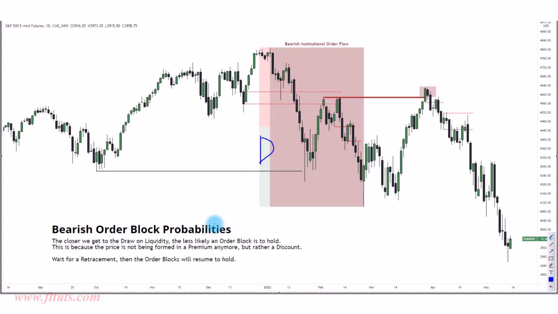So the closer we get to a draw on liquidity, the less likely the order block's going to hold. Okay, this is when it takes out a low, that's extremely discounted, remember. So we're going to have to wait for price to trade back into a premium. So price, what's the trading range? Well, here to here, that's one. This is a premium. So you might be wondering, okay, where's the order block? Well, that's an order block there.